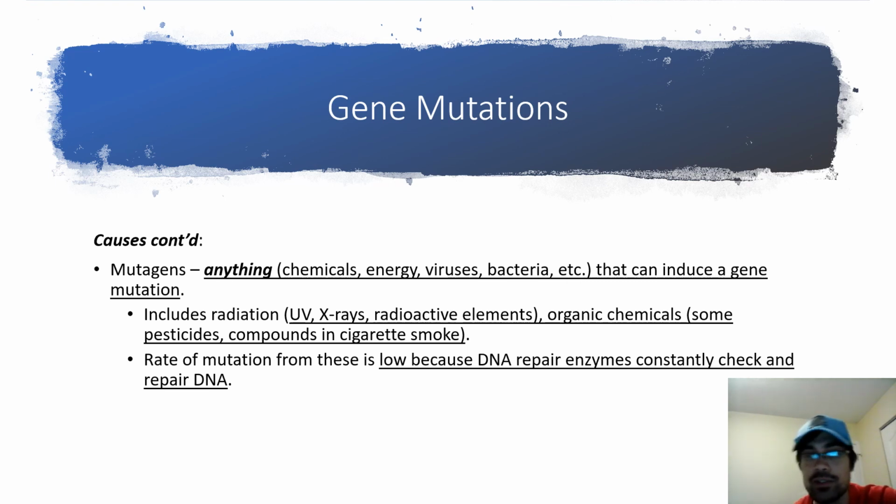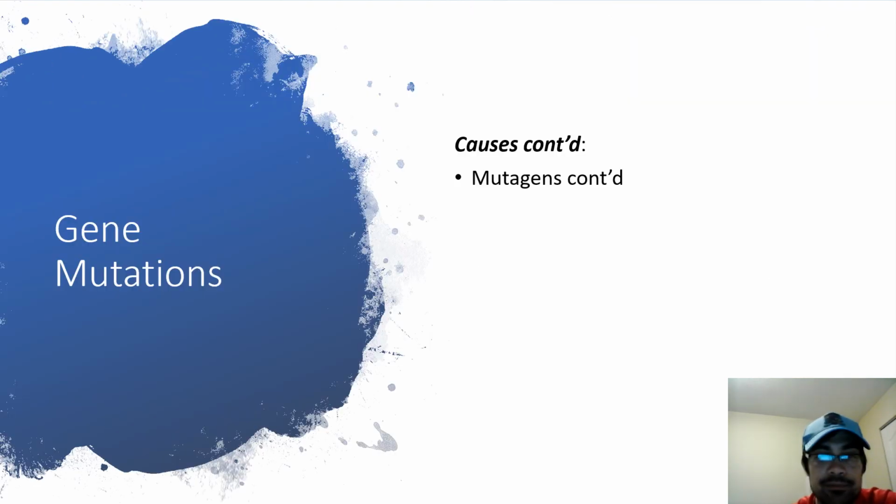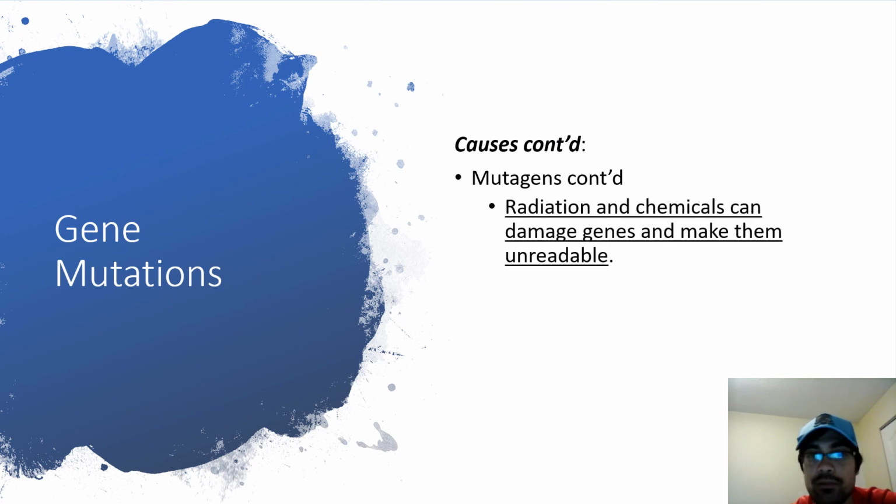Then again, just like with the random errors in replication, the rate is still fairly low because, again, your body understands how important the DNA is. And so there are a number of different repair enzymes that are constantly going through checking them to repair the DNA. Again, it's not 100%, but it is pretty accurate and pretty good at doing this. Okay, so just mutagens there.